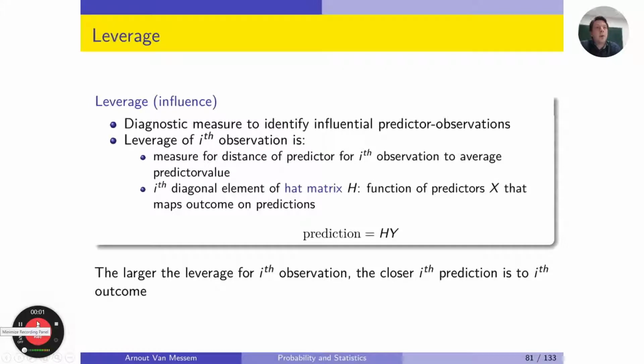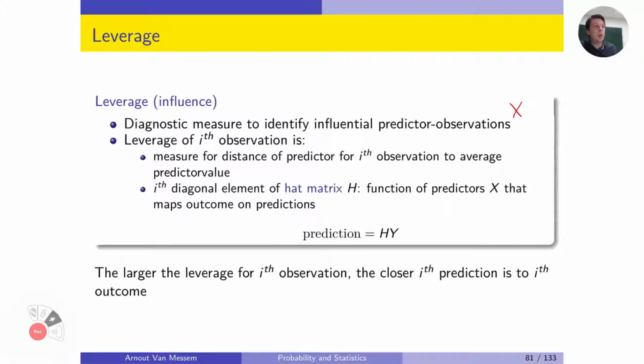As said before, we need a measure of outlyingness. So the first measure we will take a look at is the leverage of an observation. For each of the observations, we can calculate a leverage score. The leverage will identify influential predictor observations. So it will look at which points are different from the other points in the predictors, in X values, so not in the output Y.